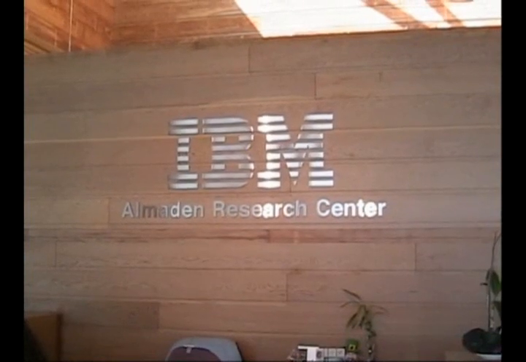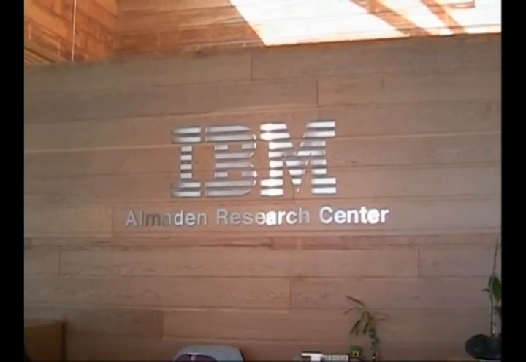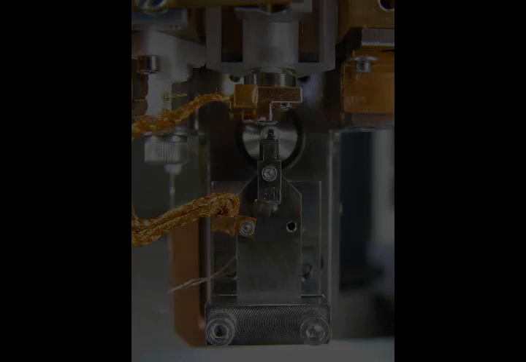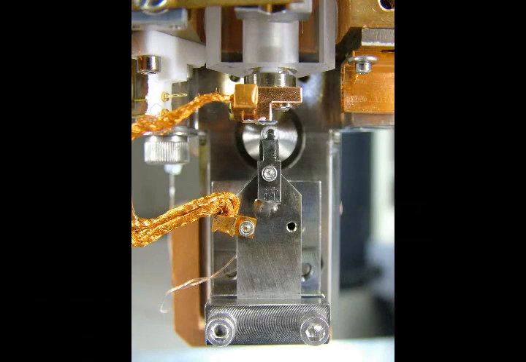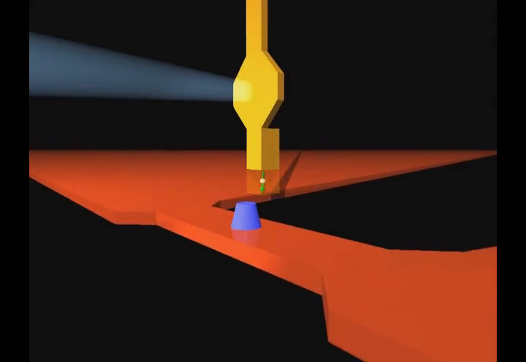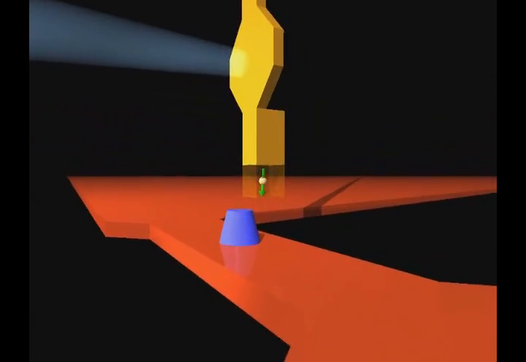IBM scientists have demonstrated magnetic resonance imaging, or MRI, with volume resolution 100 million times finer than conventional MRI, signaling a significant step forward for tools in molecular biology and nanotechnology. This advance was enabled by magnetic resonance force microscopy, or MRFM.